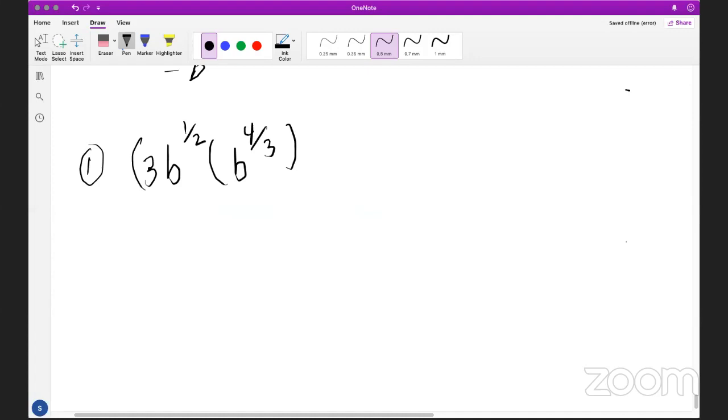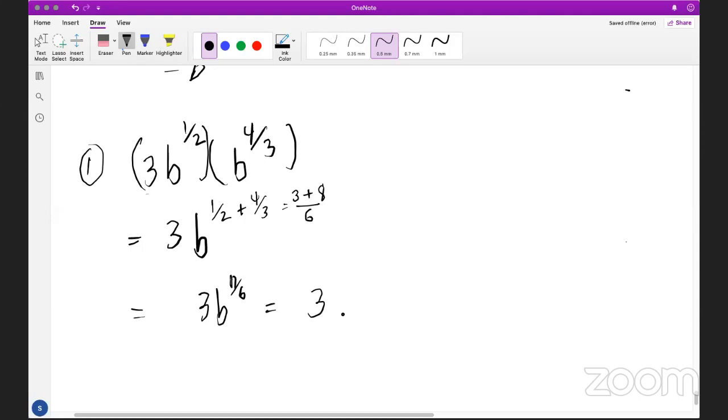Okay, so again, pareho yung base mo. So just multiply the coefficients first. So 3 times 1, 3 lang yan. B raised to sum of the exponents. 1 half plus 4 thirds. Anong sum nila? Common LCD is 6, least common denominator. Ito magiging 3 over 6, so that's 3 plus. Ito magiging 8 over 6, so that's plus 8. Answer dito is 3B raised to 11 over 6. Or, in radical form, that's 3 sixth root of b raised to 11.